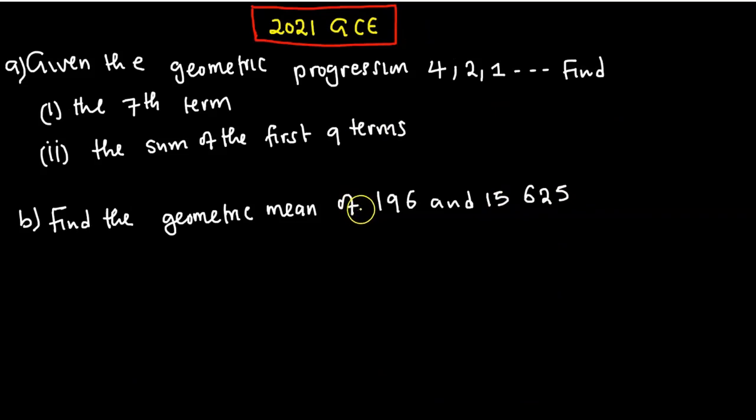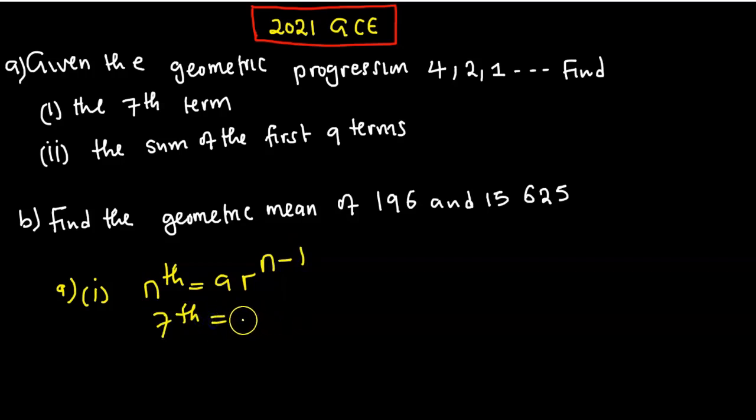Then for this one, given the geometric progression 4, 2, 1, find the 7th term. So we are going to use the formula for the nth term. This is part A, Roman numeral 1. Now the nth term is equal to a, which is the first term, multiplied by the common ratio to the power position minus 1. So now we are looking at the 7th term, equal to what? The first term is what? 4. The common ratio we don't have yet, but we can calculate.